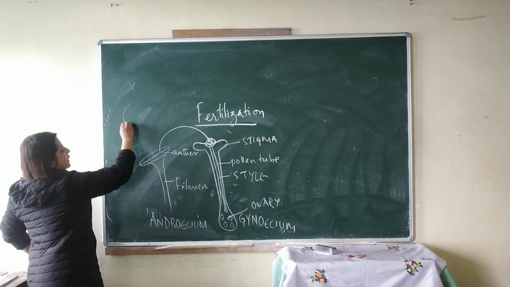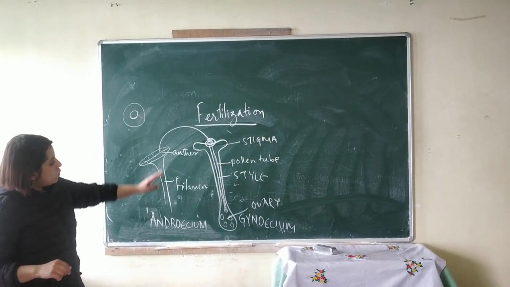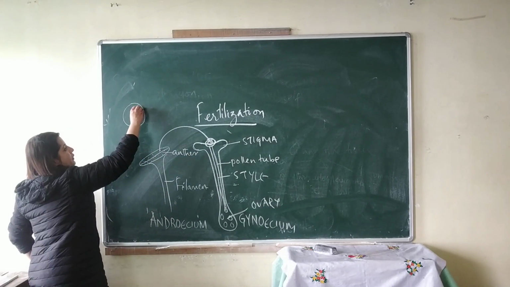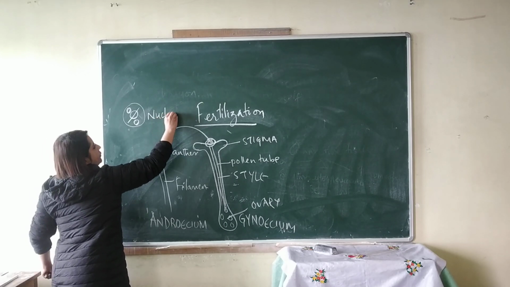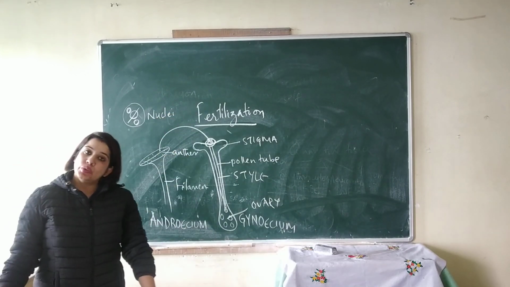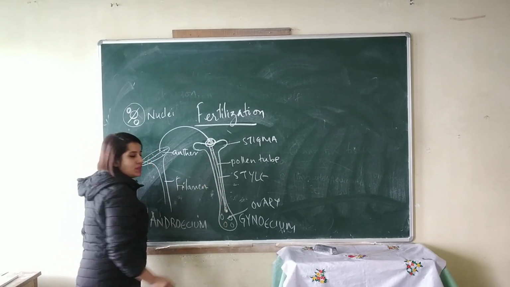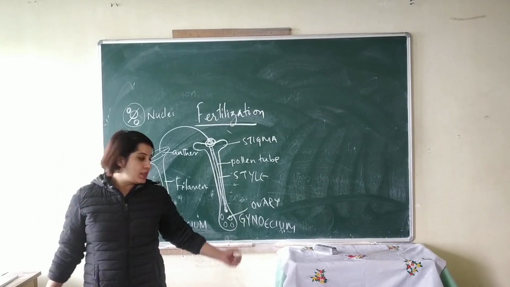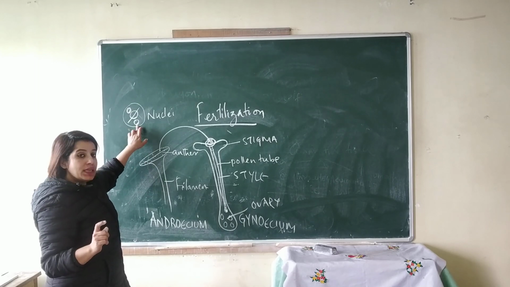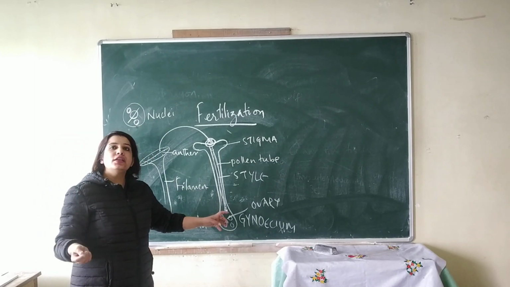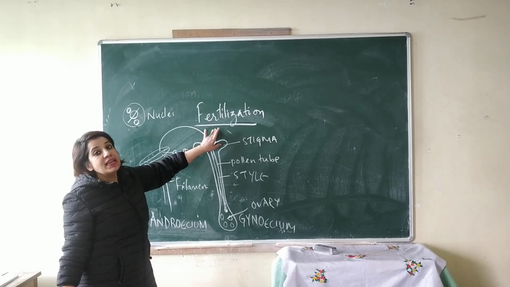Now the pollen grains, as I already told you, have the male gamete. Once the pollen tube is formed, the male gamete divides to form two nuclei. One of the nuclei fuses with the female nucleus present inside the ovule. So once the male nucleus and the female nucleus fuse together, the process is known as fertilization.